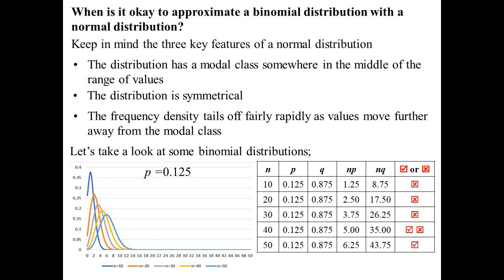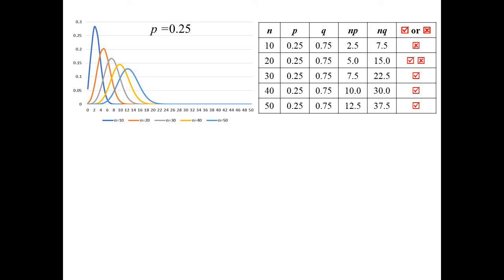So for that one, I'd be comfortable with 50 if we were doing 50 trials. 40, starting to stretch it a bit, maybe between 40 and 50. So that's probability being 0.125. 0.25, the graph would look like that. So now I'd be comfortable about 30 onwards. 20's getting close. 10 definitely not.